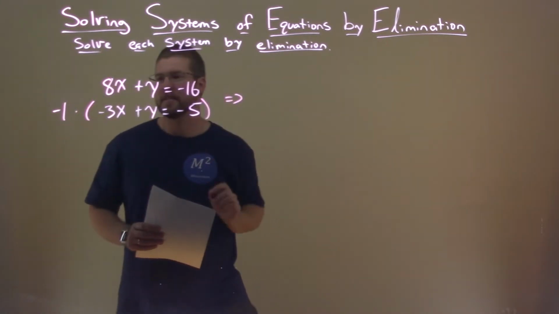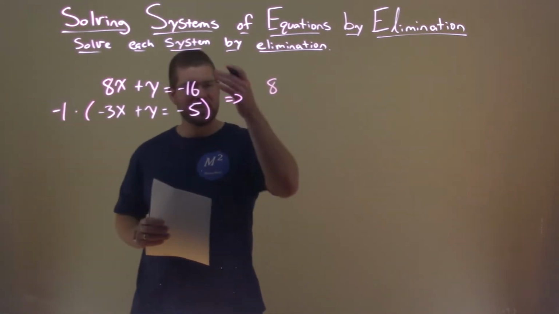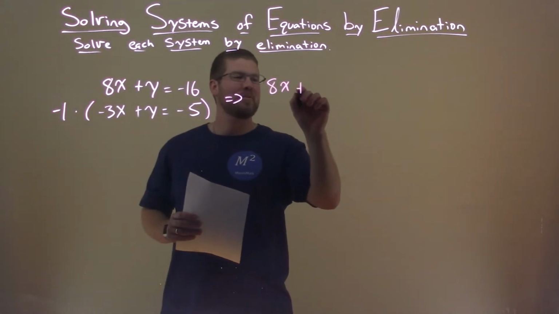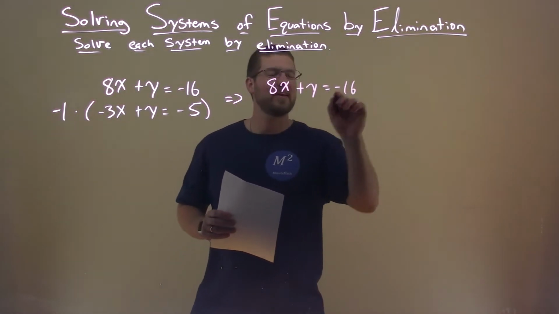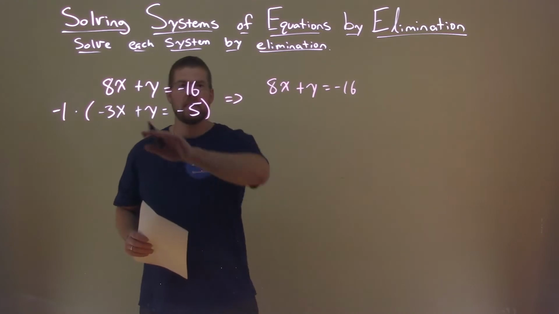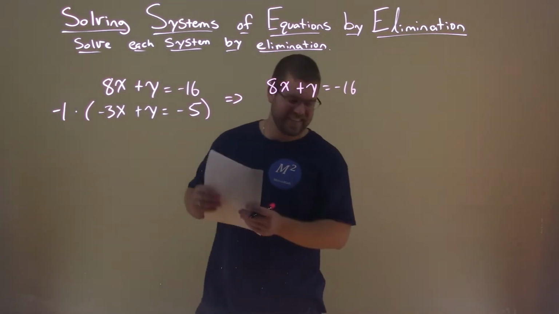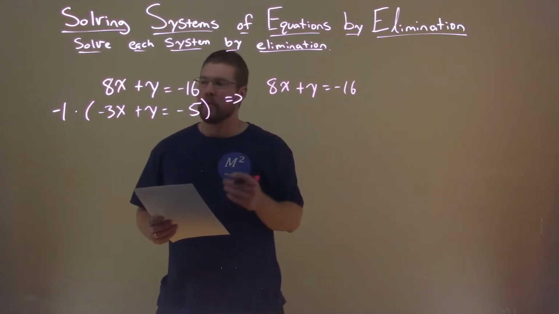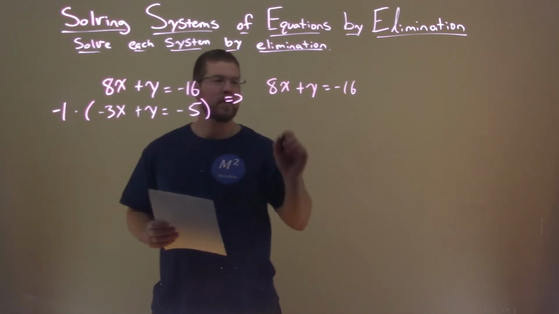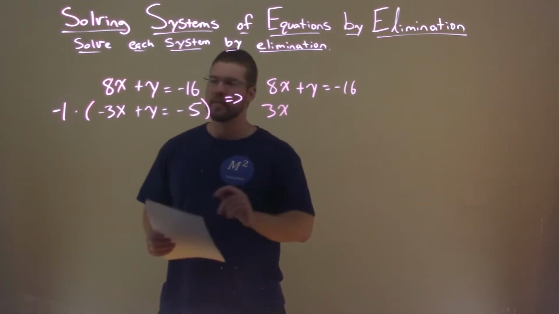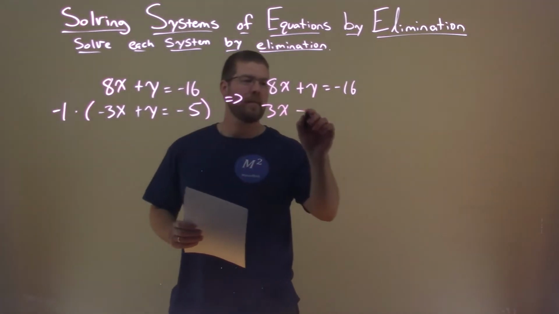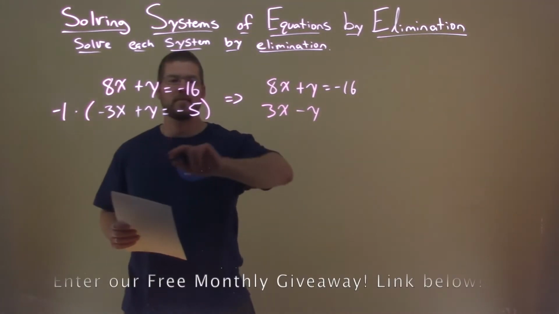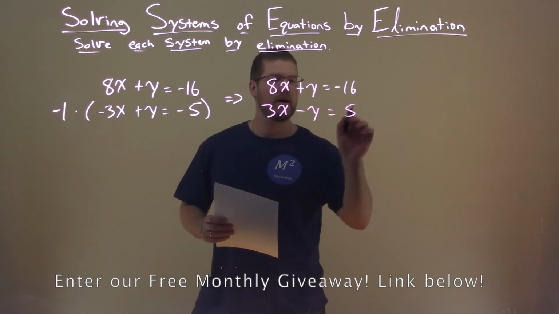What does that give us here? The top equation, 8x plus y equals negative 16, stays the same. The second equation, not the denominator, it's not a fraction, we multiply by negative 1 to all parts. Negative 1 times negative 3x is positive 3x. Negative 1 times y is a minus y. Negative 1 times a negative 5 is positive 5.